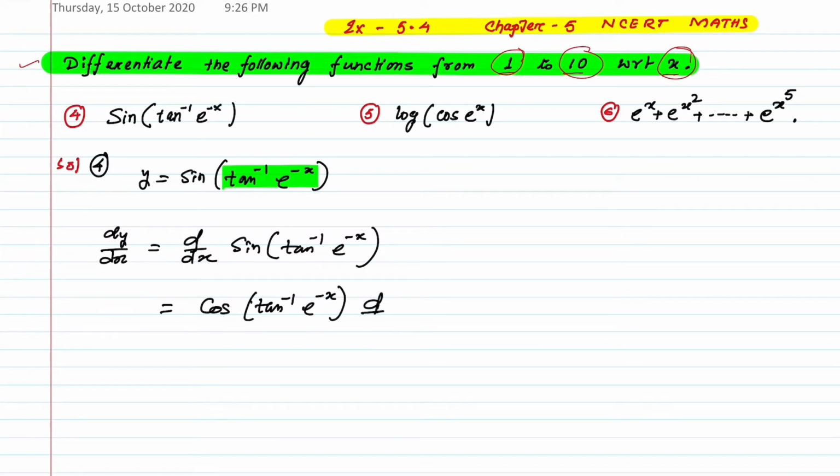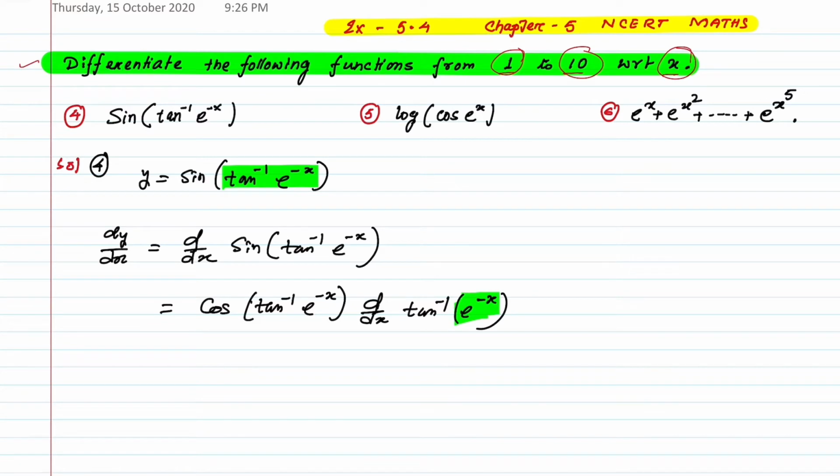Then again, the derivative of the function within the bracket, that is tan inverse of e to the power minus x. Now here again you have to assume this one as tan inverse of x.